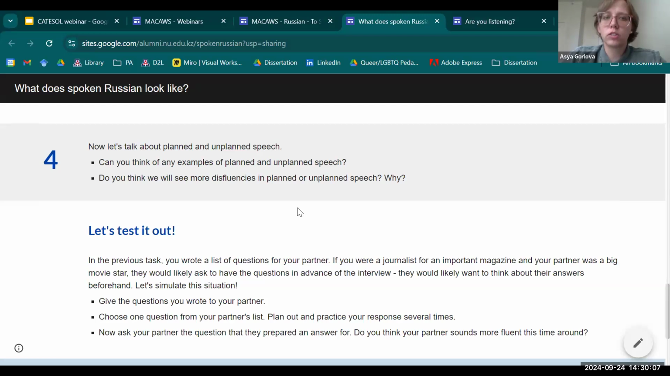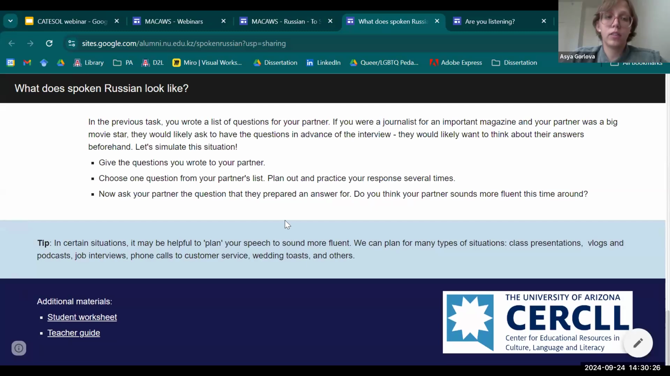This activity also involves talking about planned and unplanned speech and how it's different, and how all those features of spoken language are relevant to either planned or unplanned speech. And then they can be asked to prepare answers to the questions and then talk about them in a planned way. And then there is an activity where they can just talk to each other without planning and see what the difference is for them. And you can see at the bottom that there are a student worksheet and teacher guide, so they can prepare for implementing that activity.